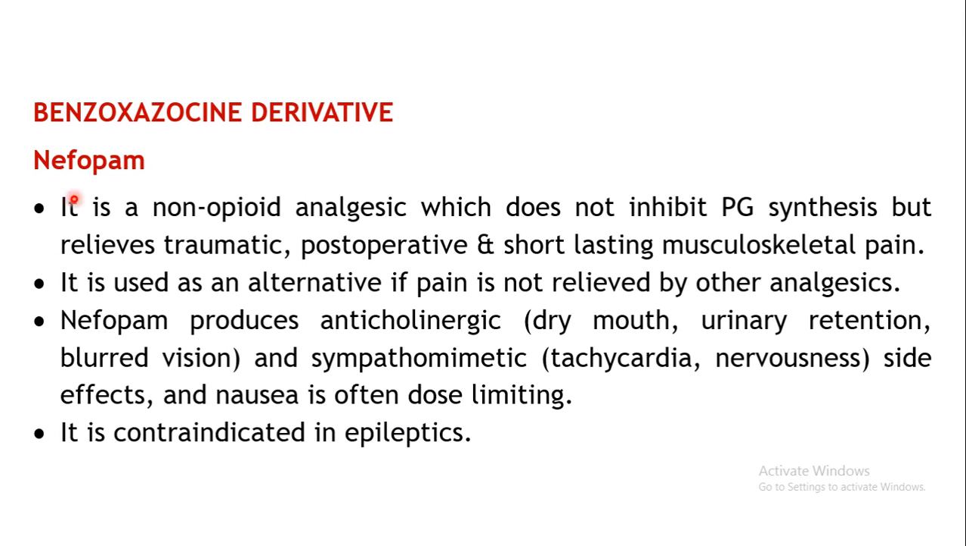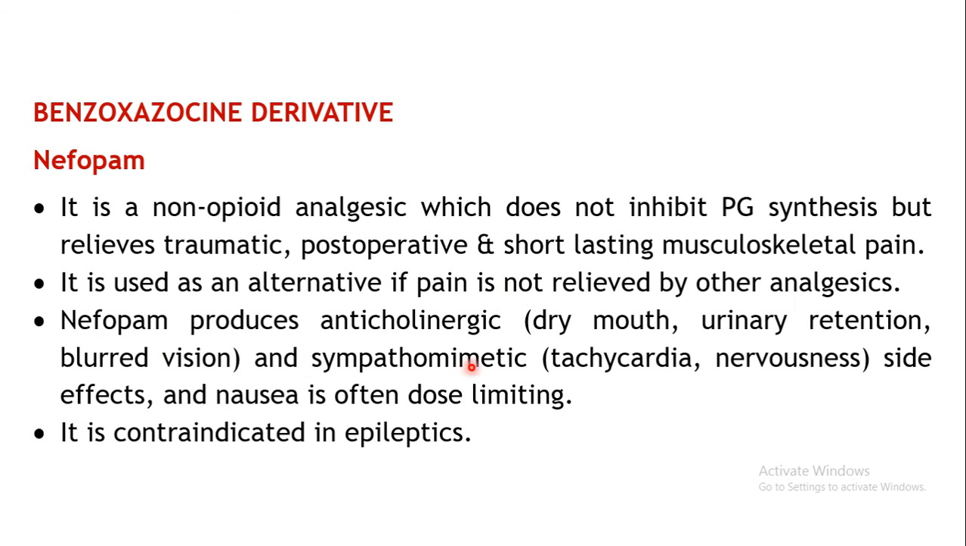Then the last subclass under this is the benzoxazocine derivative, that is Nefopam. This is again a non-opioid analgesic. It actually does not inhibit the PG synthesis. So it is a unique drug, but still it has analgesic, antipyretic property. So it relieves traumatic, post-operative and short-lasting musculoskeletal pain. So it can be used as an alternative to the other analgesics. If they cannot be used, then Nefopam can be preferred.